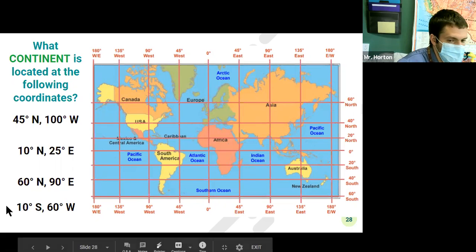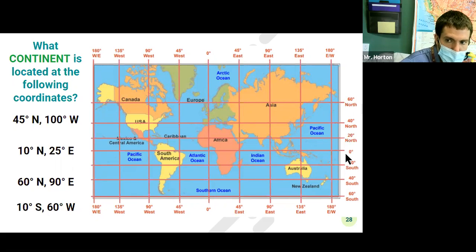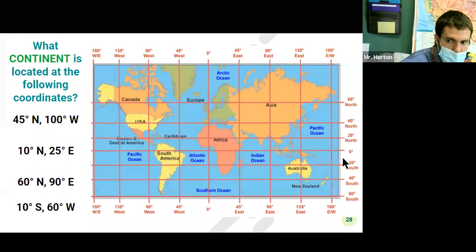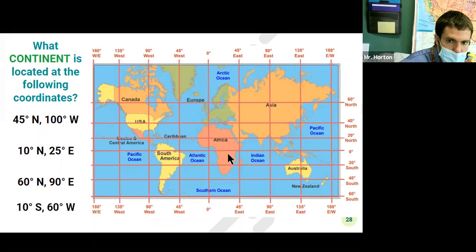And then our last one that we'll go over for continents says 10 degrees south and 60 degrees west. So we have 10 degrees south, so we're going to go below the equator, since south is below the equator, in between 0 and 20. So we follow that across till we get to 60 degrees west, all the way over here, in between 45 and 90. So what continent is this then, Amisha? South America. Good. That'll be for number 4.